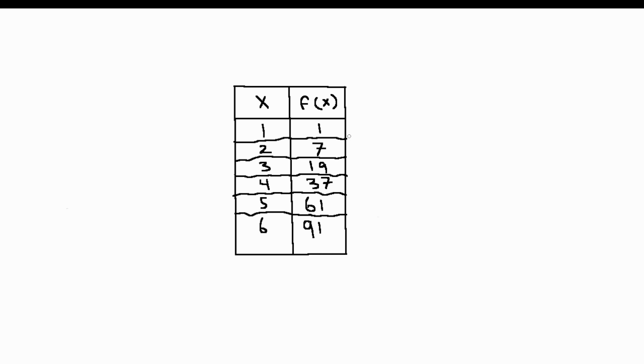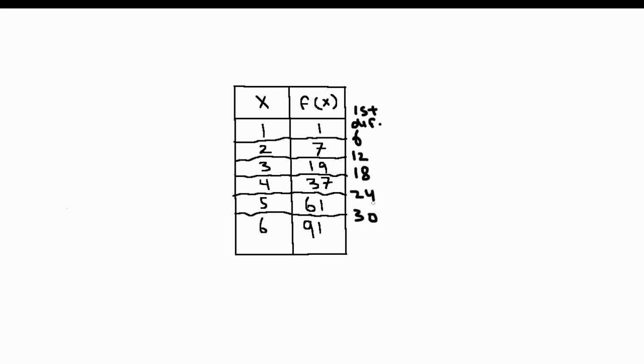So we would do 7 minus 1, that's 6. 19 minus 7, that's 12. 37 minus 19, that's 18. 61 minus 37, that's 24. And 91 minus 61, that's 30. Okay, so there's no common difference there, right? This is what we call our first difference. And I'm just going to write diff, okay? Our first difference, 6, 12, 18, 24, 30.